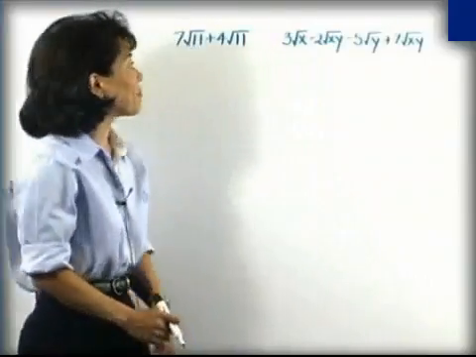Now, when we're adding and subtracting radicals, one thing that you have to remember is the number under the radical sign must be exactly the same. Remember, that's called the radicand. It must be the same in order to add radicals. Let's look at our first example.